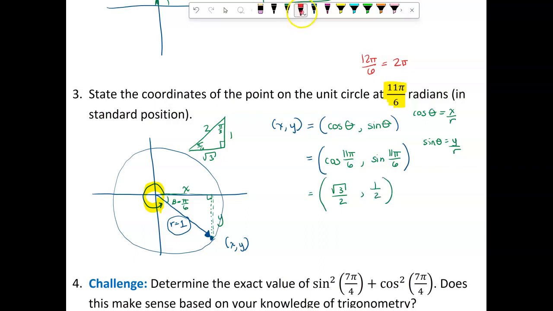But we have to always remember our CAST rule. We are in the C quadrant, so this is going to be positive, but this is going to be negative. And therefore, our coordinate is at root 3 over 2 along the x-axis, and then down the y at negative 1/2. Okay, this is an important formula to know in case we ever need to talk about coordinates.